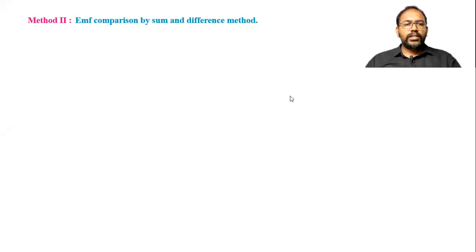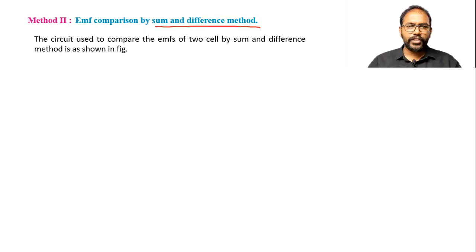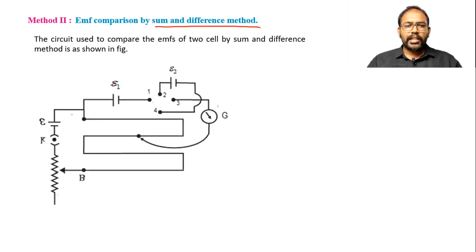Now we have to learn the second method of comparison of cells, and it is the sum and difference method. In this method, we have to use both the cells simultaneously in a different combination. So the experimental arrangement is as shown below.